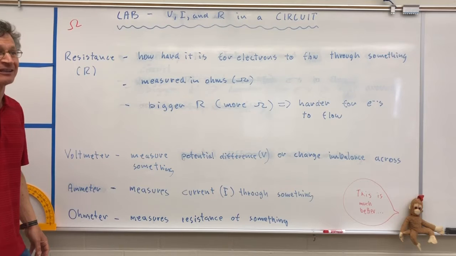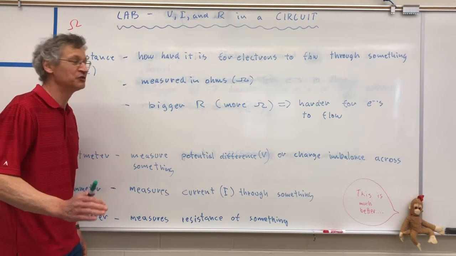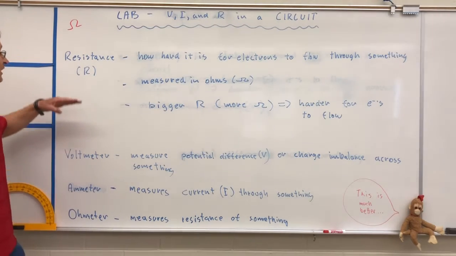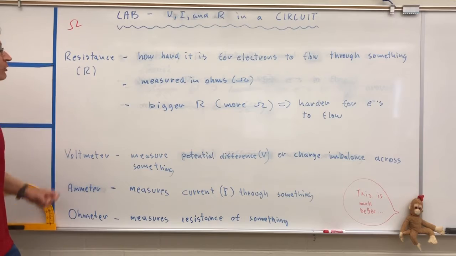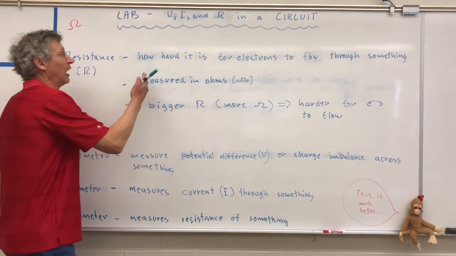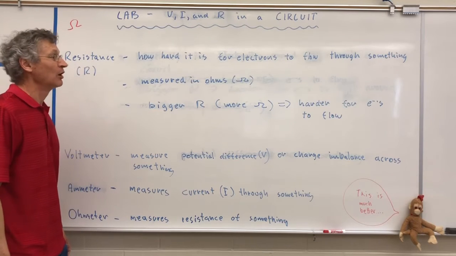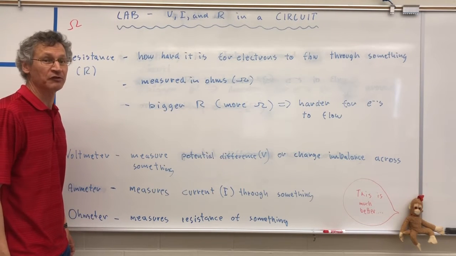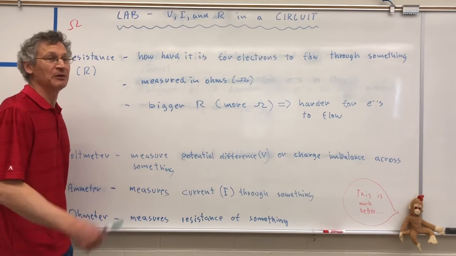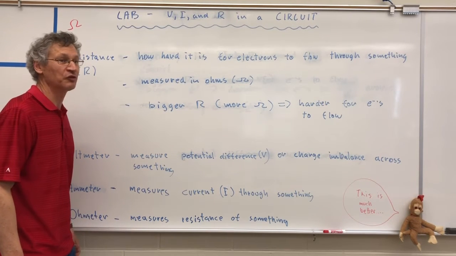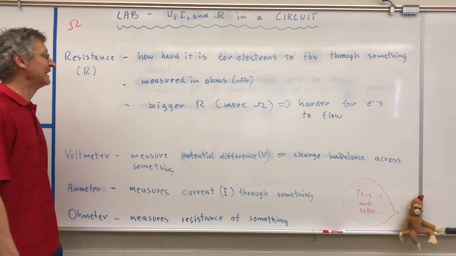Now, first of all, let's go over some of the terms and some of the stuff we're going to be using in the lab. First of all, what exactly do we mean by resistance? Well, it's abbreviated with the letter R. Resistance is how hard it is for electrons to flow through something. Something with a big resistance, well, electrons don't flow through it very well. That would be like a piece of styrofoam. Something with a really low resistance, like a piece of wire, well, electrons would flow through that really easily.